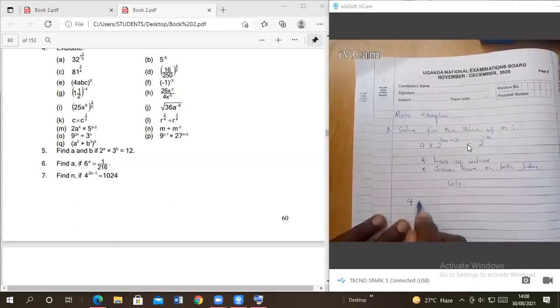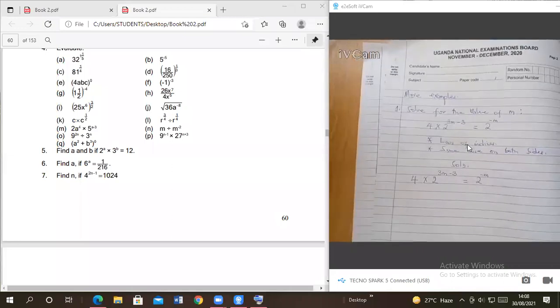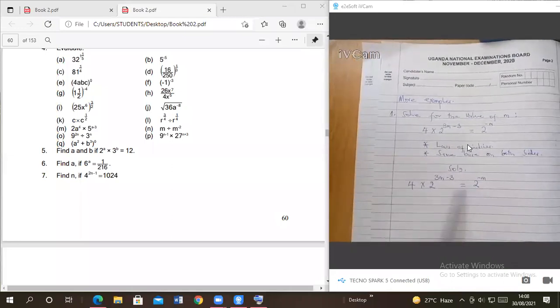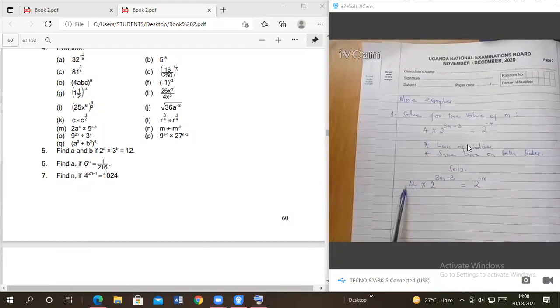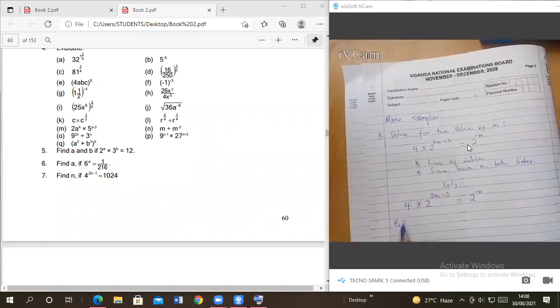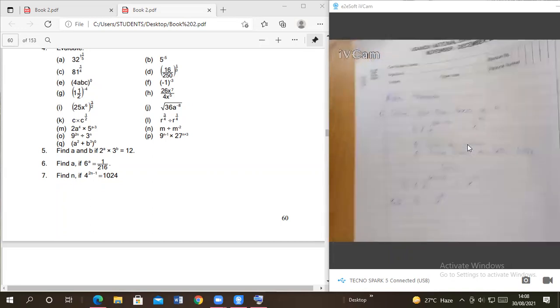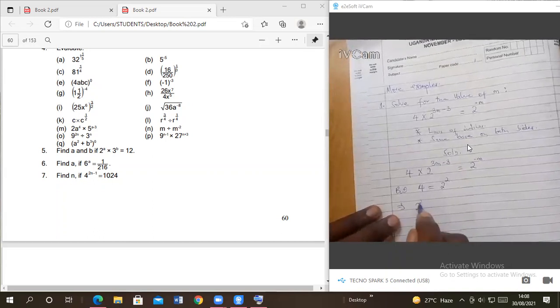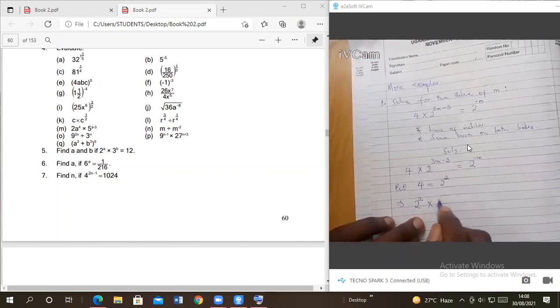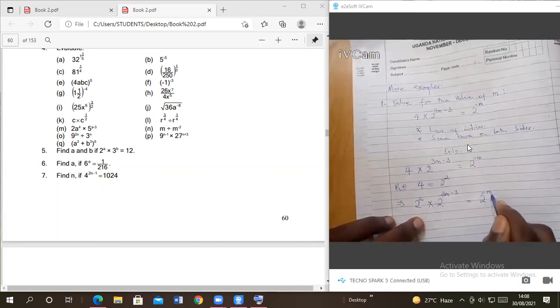So we have 4 times 2 to the power 3m minus 3 equals 2 to the power negative m. You find that the one with the largest base here, we have 2, but the one with the largest base here is 4. So you have to find a way of simplifying 4. We know that 4 is the same as 2 squared. So which means I'll have 2 to the power 2 times 2 to the power 3m minus 3 equals 2 to the power negative m.